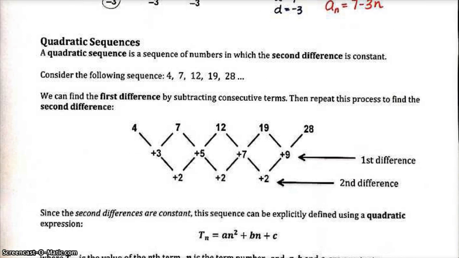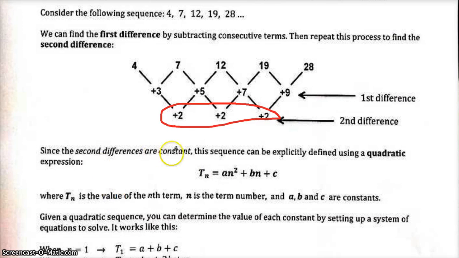For a quadratic sequence, it doesn't have a common first difference, but it has a common or constant second difference. So in this sequence 4, 7, 12, 19, 28, which was provided here, we can calculate our first differences. So difference of 3, 5, 7, and 9. They are not common. However, when we do our second difference, we see that yes, indeed, they are constant. So here is your constant second difference that is in common. Since the second differences are constant, then we know we have a quadratic equation.